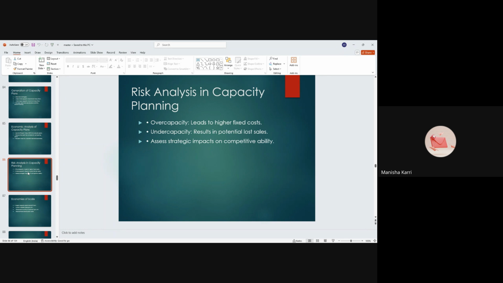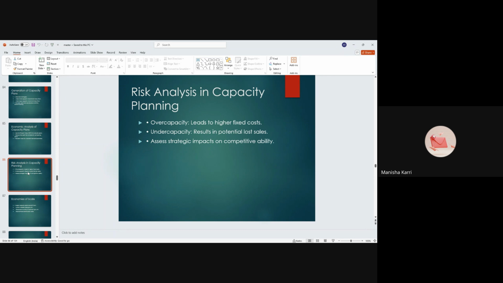And coming to the undercapacity. So what does undercapacity mean? Undercapacity occurs when a business does not have enough resources to meet the demand. It lacks the production capacity to satisfy customer needs fully. So here the risk is that this leads to lost sales and missed opportunities, as customers may turn to competitors who can meet their needs within time.